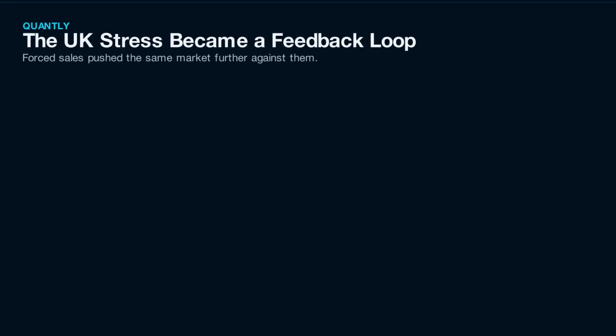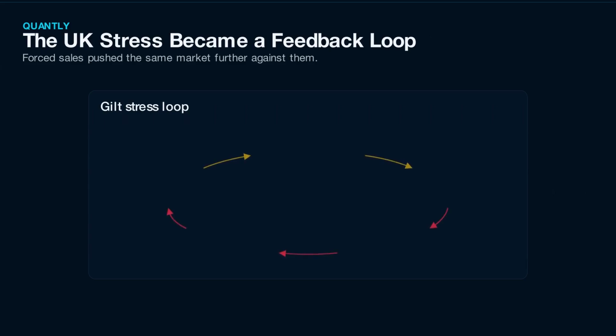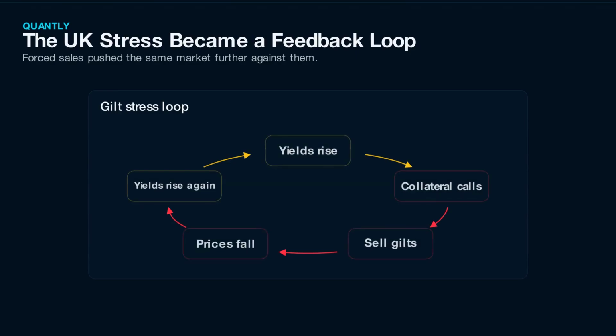On September 23, 2022, the UK Chancellor announced the mini-budget, an unfunded package of tax cuts. Markets read the announcement as a threat to fiscal credibility. UK gilt yields rose by more than 100 basis points in 4 days. For a 20-year gilt, a 100 basis point yield rise implies a price drop of roughly 15 to 18%.